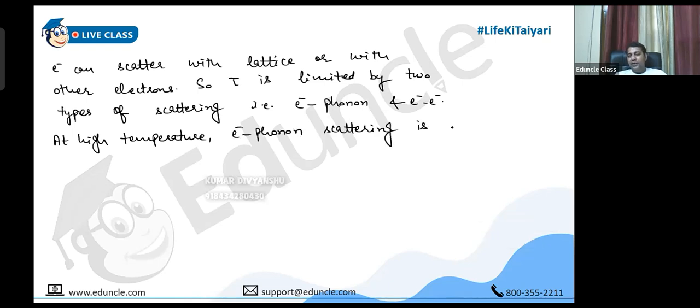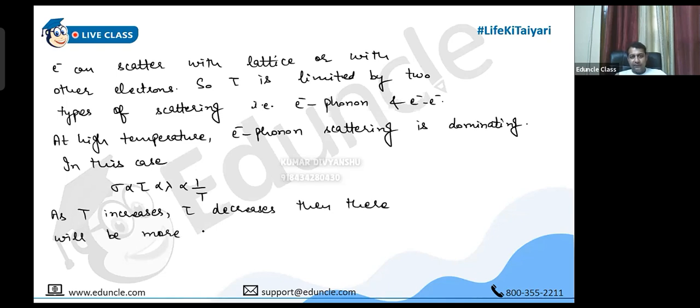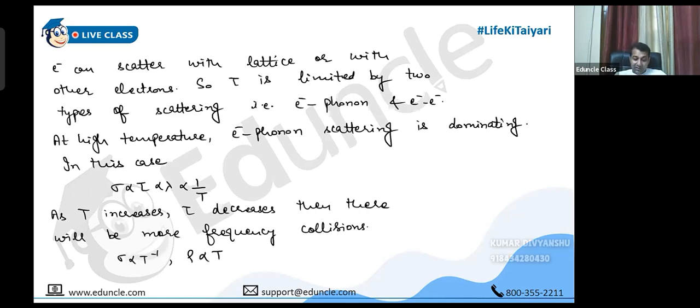And why it is dominating, I will tell you. I will try to visualize it for you somewhat. In this case, tau is inversely proportional to temperature. So as temperature increases, tau decreases, and then there will be more frequent collisions. So sigma is proportional to T inverse. If conductivity is inversely proportional to temperature, then the resistivity will be proportional to temperature, because conductivity is the inverse of resistivity.